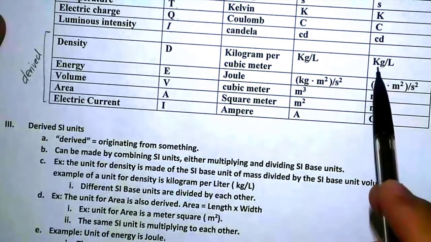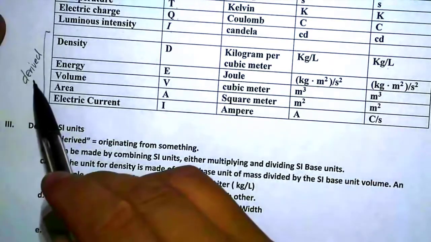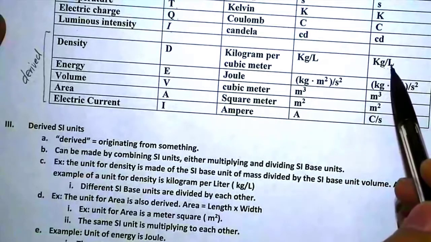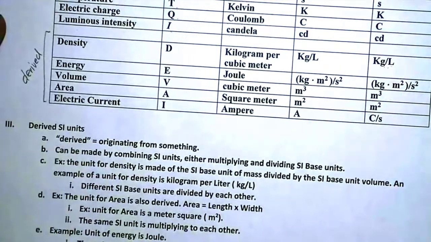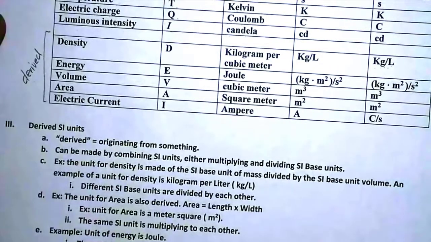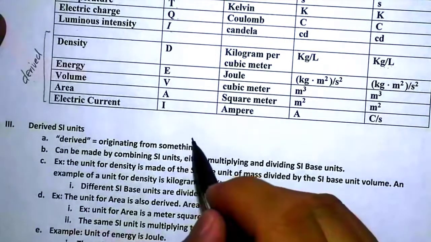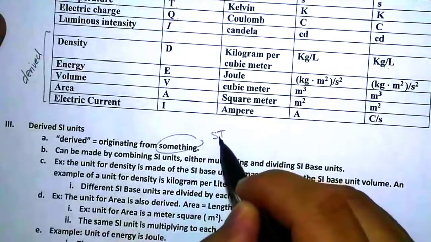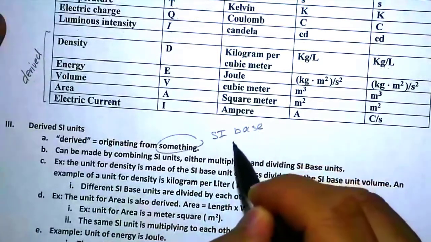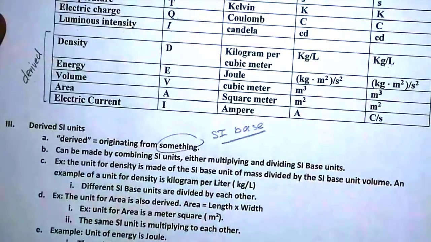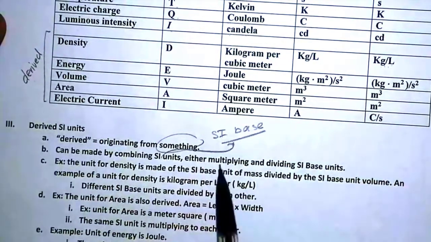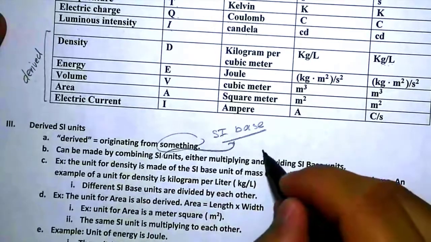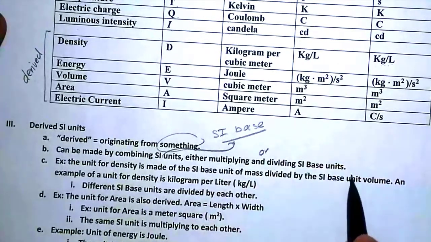For the dimension of the derived SI units, we have multiple SI units combined together. Then we look at the term derived. Derived means originating from something. In this case, that something is the SI base units. So basically we can make new derived SI units by combining base units, either multiplying or dividing SI base units.